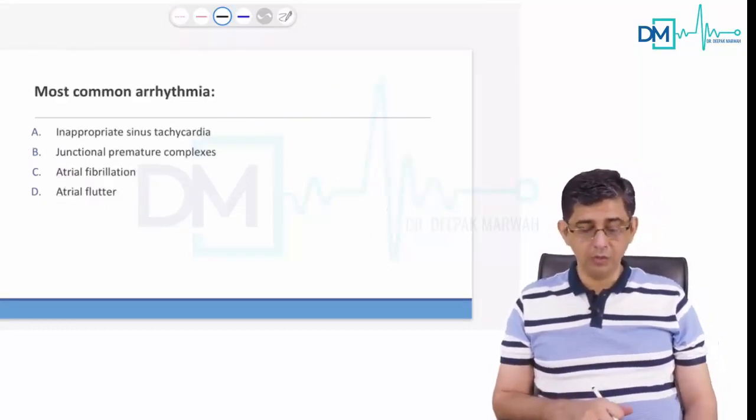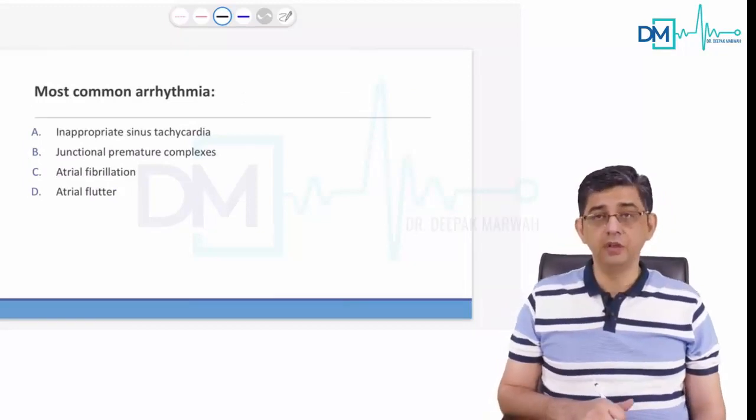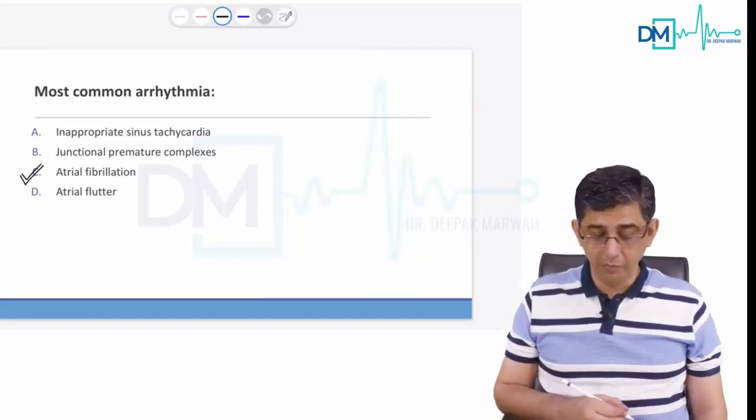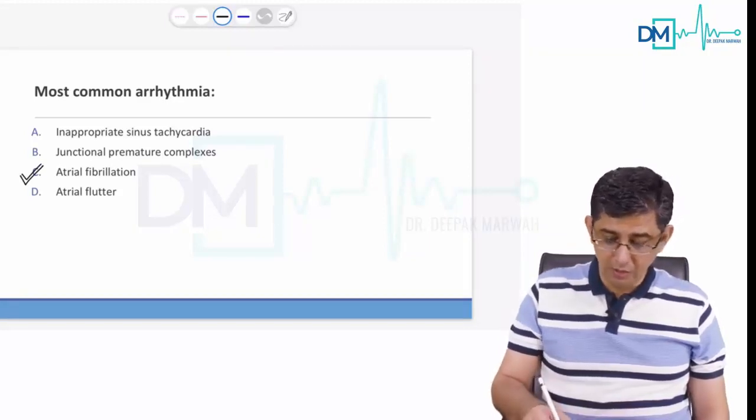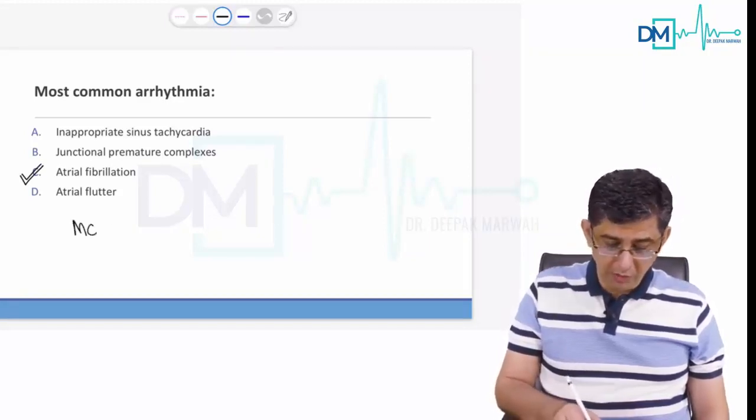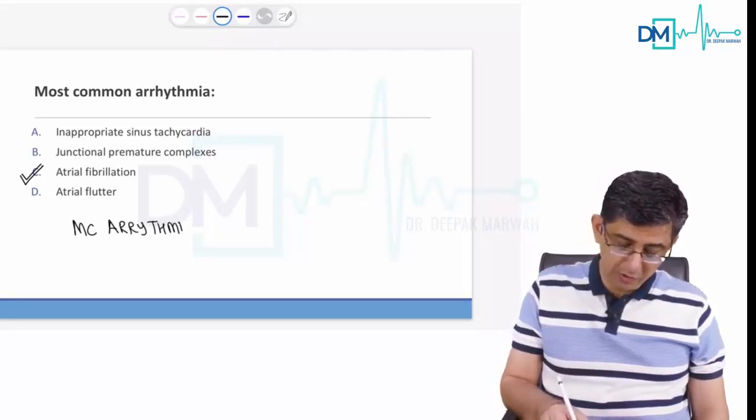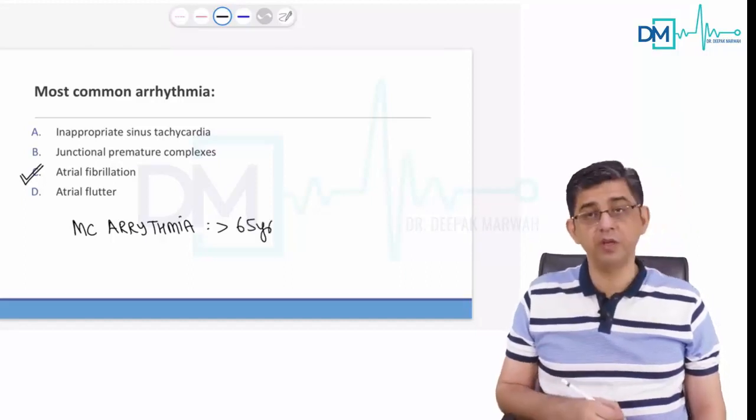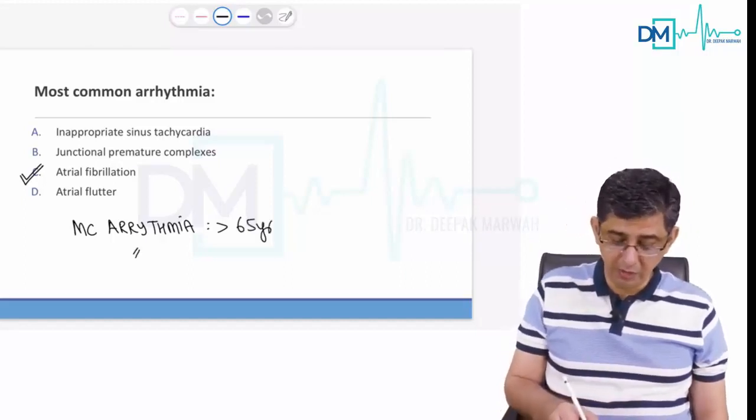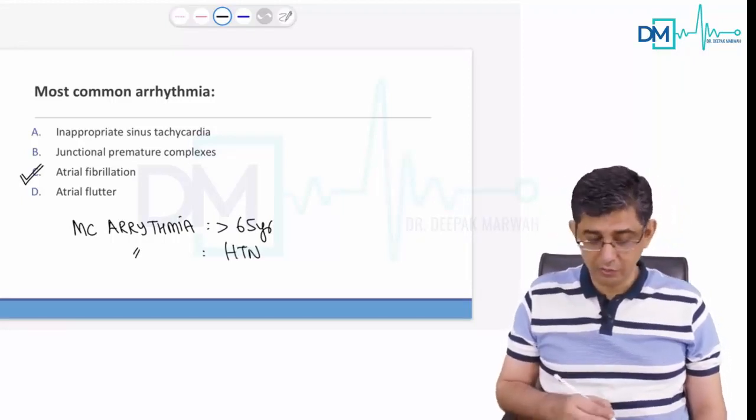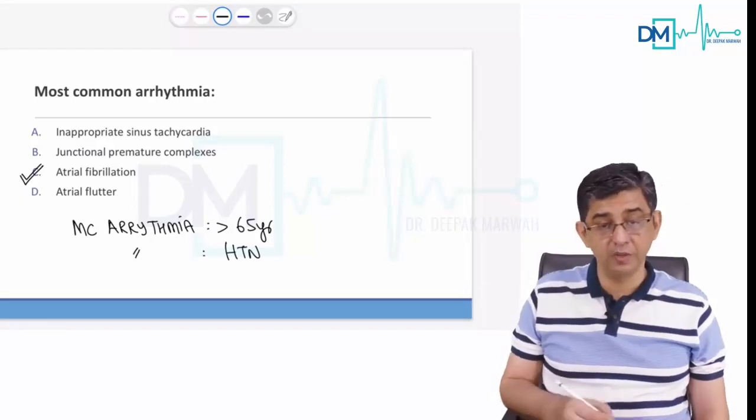What is overall the most common arrhythmia in clinical practice? The answer to this is very straightforward: atrial fibrillation. Remember, the most common arrhythmia in overall clinical practice is atrial fibrillation. If they ask you what is the commonest arrhythmia in the geriatric population after 65, the answer is still atrial fibrillation. If they say what is the most common arrhythmia in hypertension patients, the answer is still atrial fibrillation. So this is definitely an answer to 3 questions.